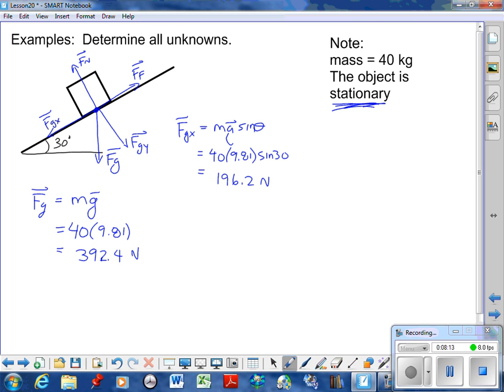Now, if the object's stationary, that would mean that in this case, it's also equal to my force due to friction. So I've got Fgx and Ff in one calculation. Similarly, my normal force, because there's no external force, is going to equal Fgy. So I'm going to be calculating those two values at the same time as well, which is mg cos theta.